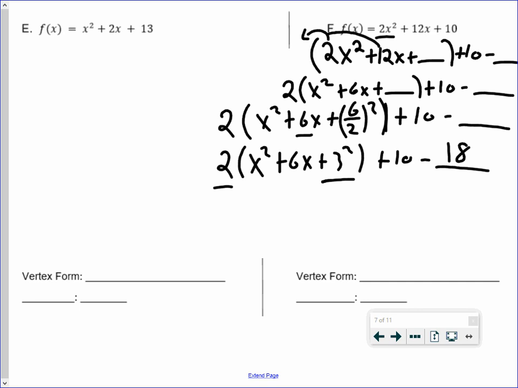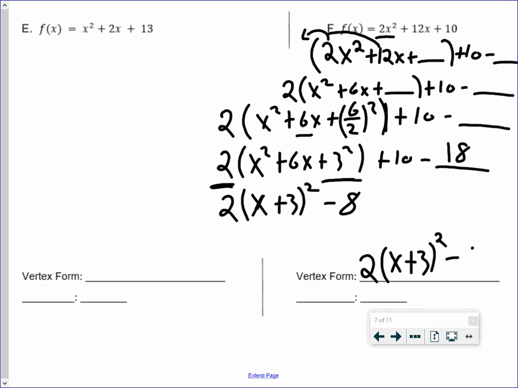It's just going to be the b over 2 squared multiplied by the a that you factored out. So from here, we just solve it how we normally would. We have a perfect trinomial inside the parentheses, so let's turn that into a binomial. That's still going to be the same thing. It's just going to be the b divided by 2. So it's x plus 3, all of that squared. We have 10 minus 18. That's negative 8. So this is what our vertex form is going to be: 2 times x plus 3 squared minus 8.